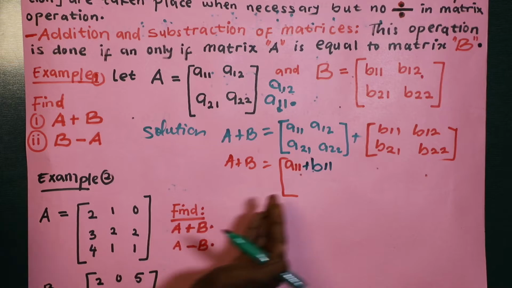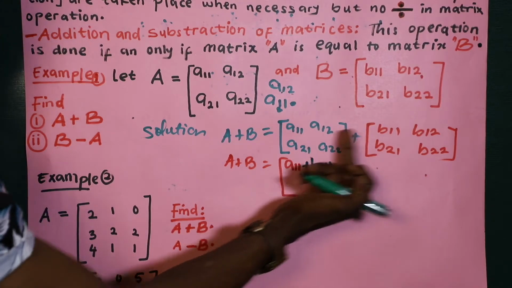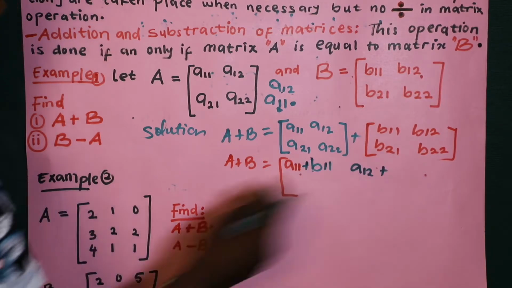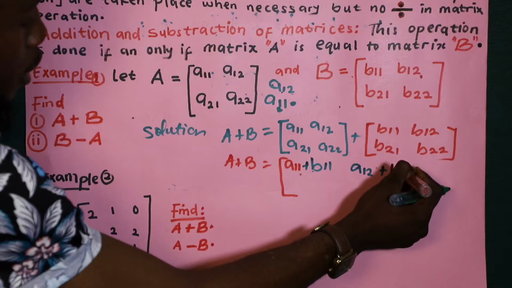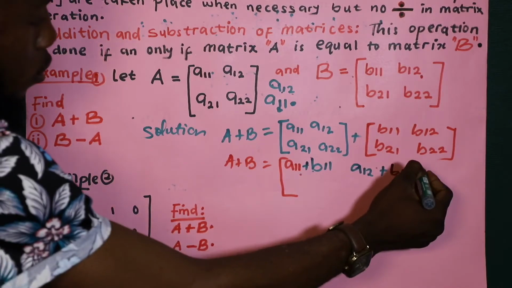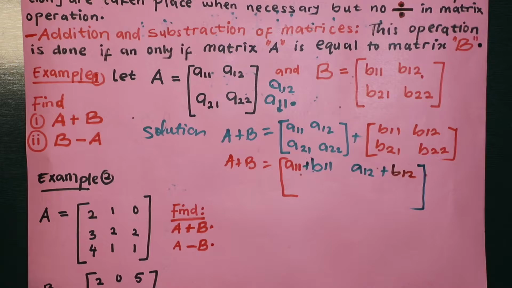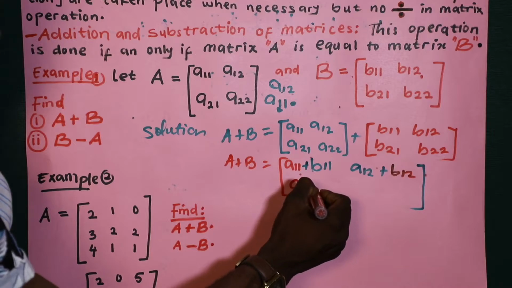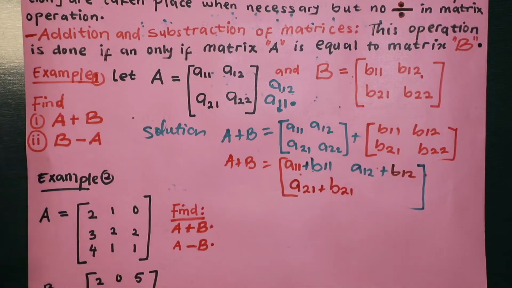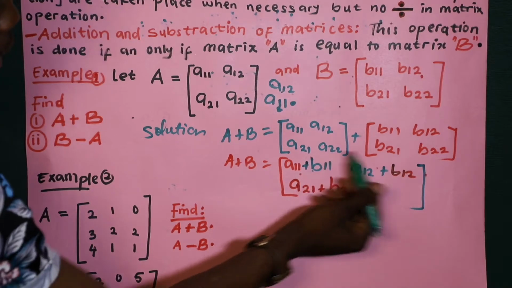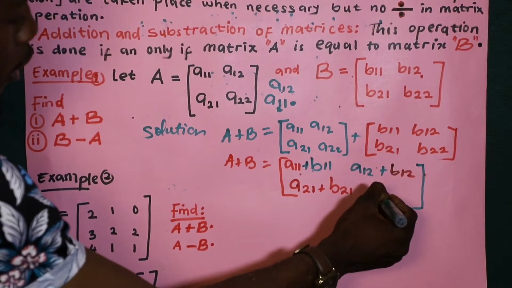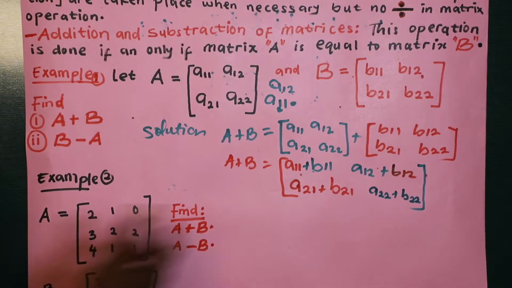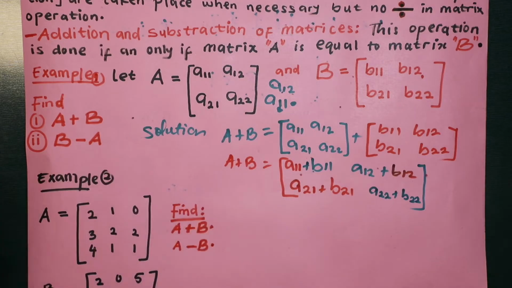Then you shift and add A12 plus B12. You close the matrix. Then A21 plus B21. Then you make a space and add A22 plus B22. This is how we add matrix A plus B.